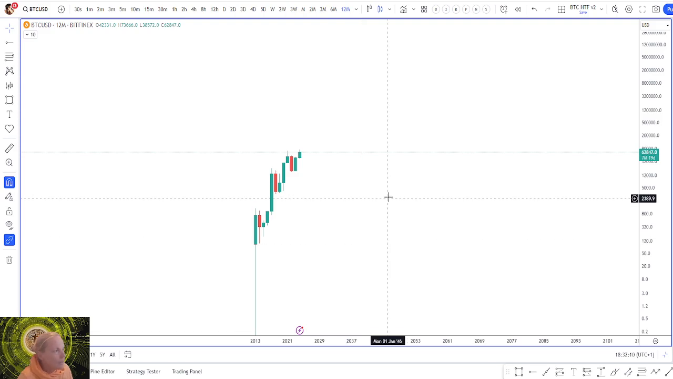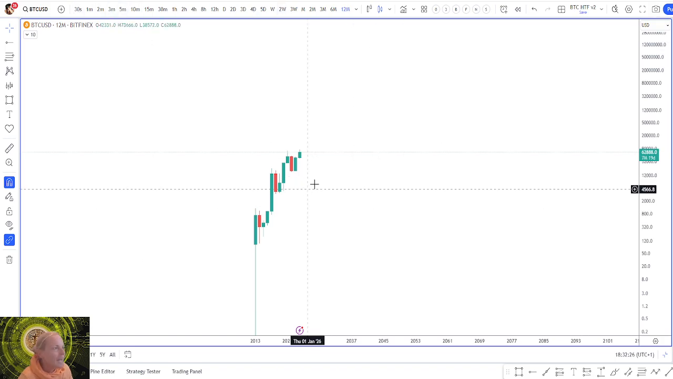So to start with, I always create a chart from top down. So here we've got the annual chart, and then you can see I've got all my time frames laid out across the top, going from top all the way down to 30 seconds in this case.